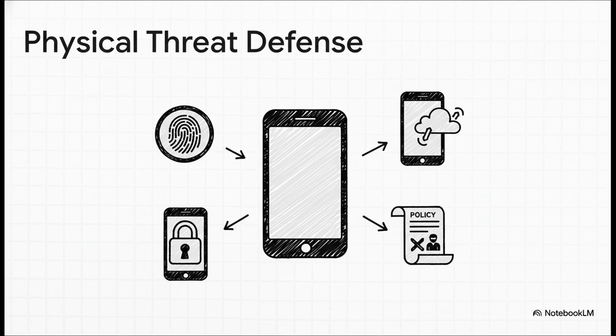Your security policy has to start with the assumption that any device could be stolen at any time. This means you have to enforce the use of strong passwords or biometrics like a fingerprint or Face ID. And this is critical. You must have remote wipe capabilities to erase all the data from a lost device. And finally, all the data on the device should be protected by full disk encryption.